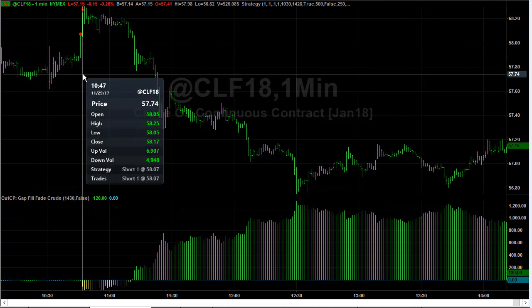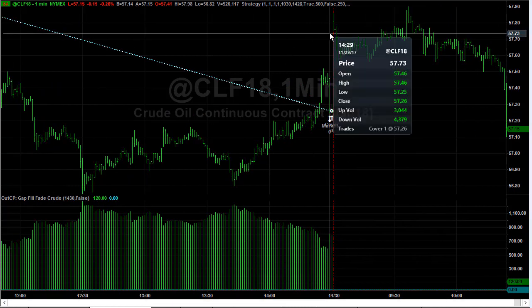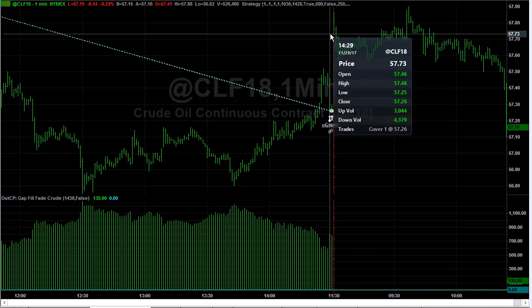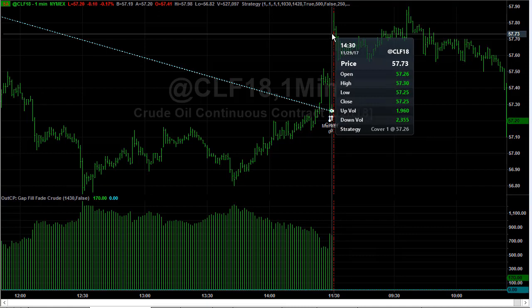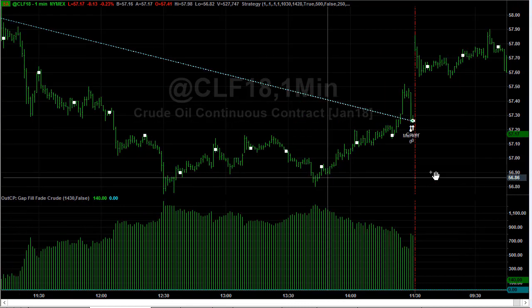Got short at the strategy 58.07. The actual fill was at 58.07, and we covered where the strategy said to cover at 57.26, and the actual fill was 57.26. So sometimes you have to click on two different bars here to see the actual fill versus the strategy. The trade is the actual fill, and the strategy is the actual cover. If it's next bar at market, or if you use that in the programming language, sometimes the fill and the trade will show up on different bars, and other times they'll show up on the same bar.